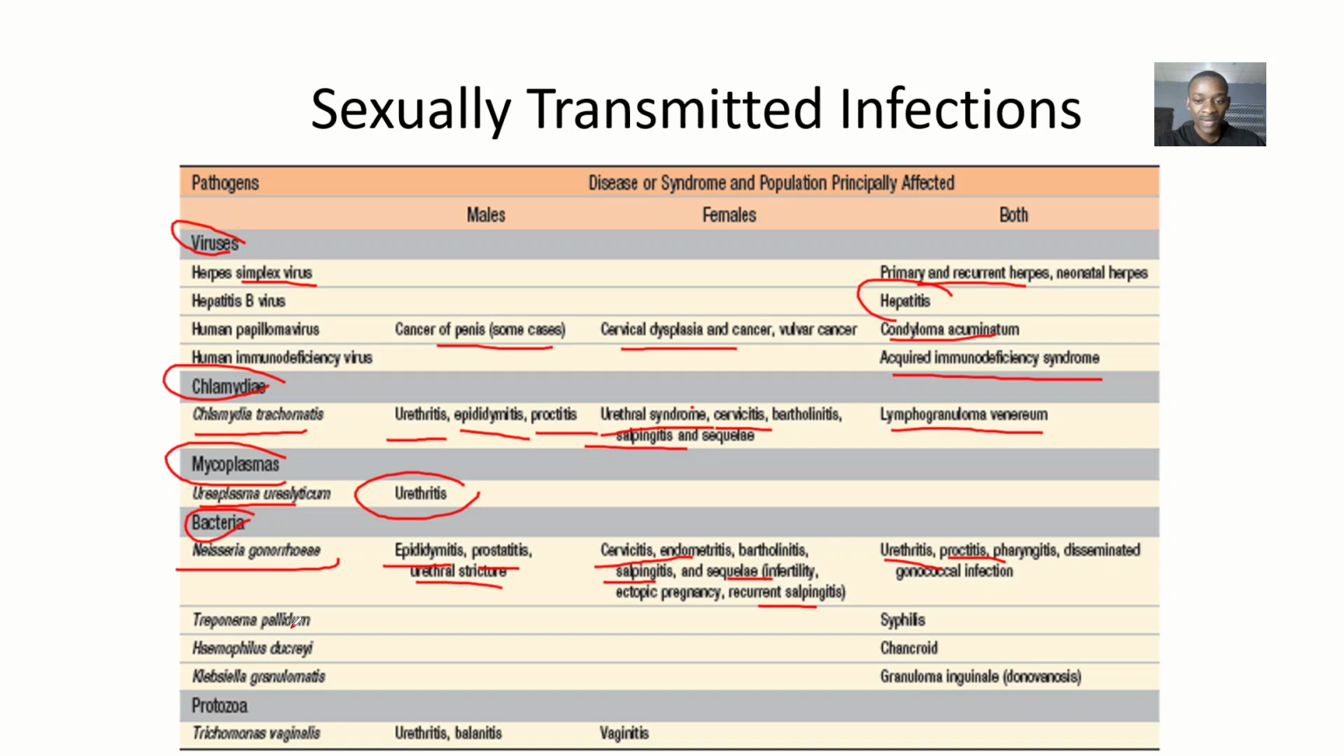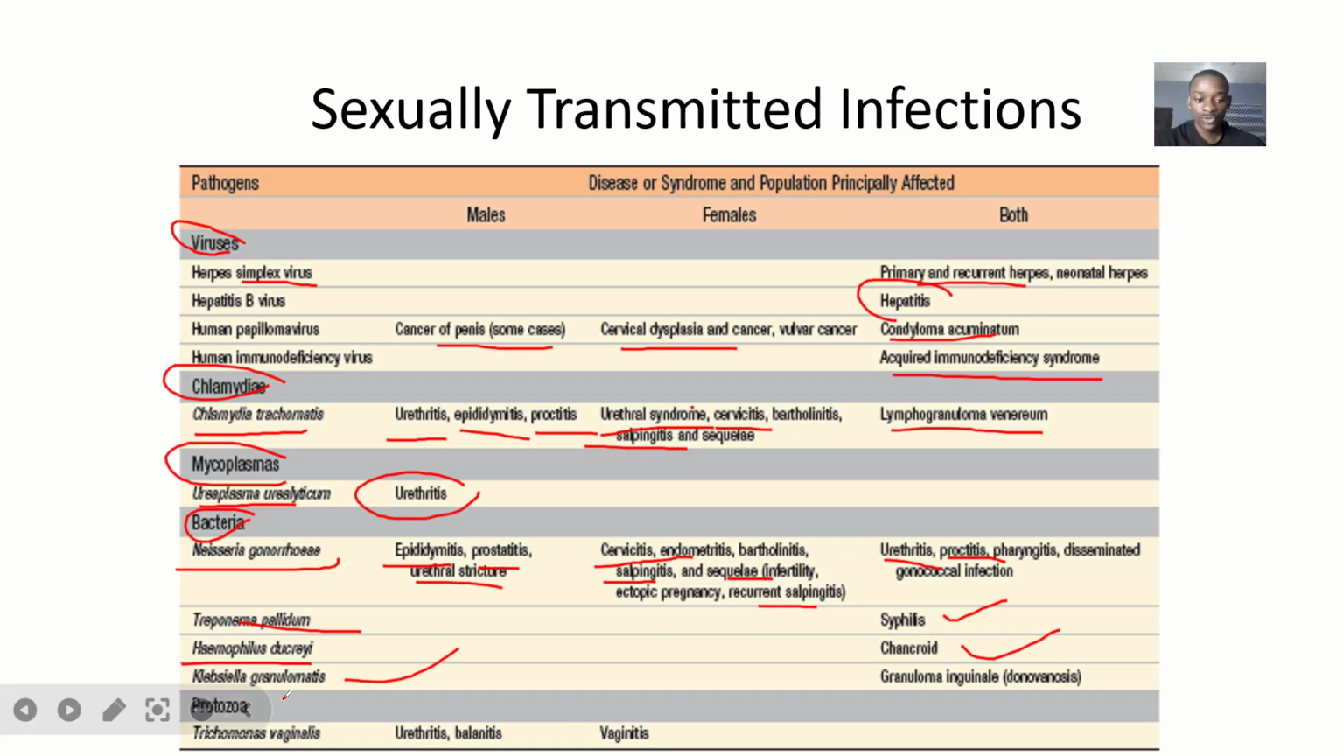Then still under the bacteria, we have Treponema pallidum. This one can cause disease condition in both sexes, and that disease condition is what we call syphilis. We have the Haemophilus ducreyi. All right. Haemophilus ducreyi can cause what? Chancroid. All right. Then we have what? The Klebsiella granulomatis. The Klebsiella granulomatis can cause what? Granuloma inguinale. All right.